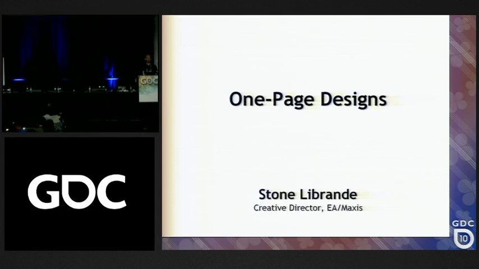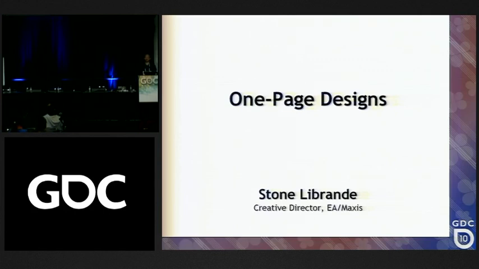So my name is Stone Librandi. I'm the creative director at EA Maxis, and I've been working in the game industry for over 10 years now. During that time, I've written literally hundreds of design documents of all sorts of different types, all the way from small-scale web applications, all the way up to huge, multi-million-dollar PC and console titles. So I've covered a pretty wide spectrum of design during that time.